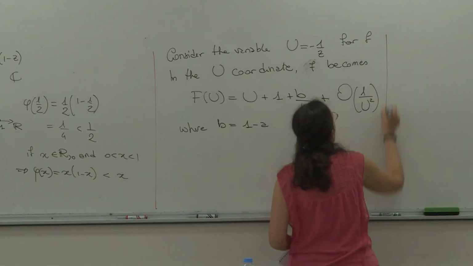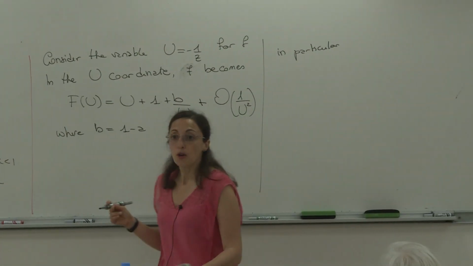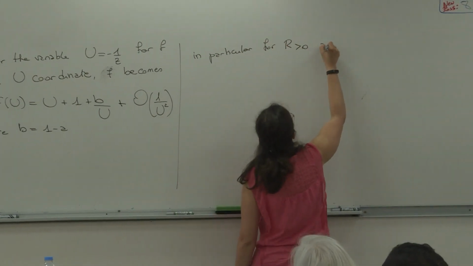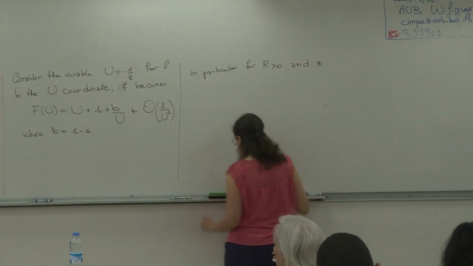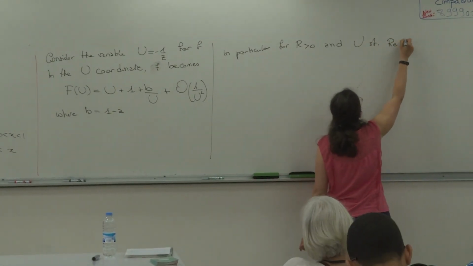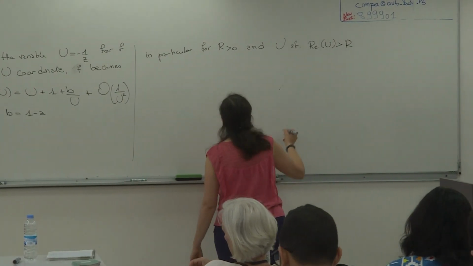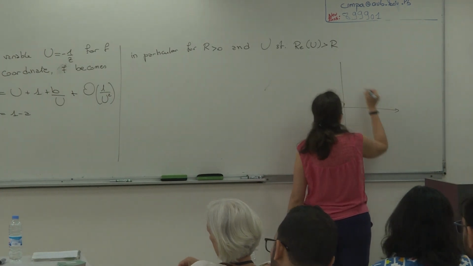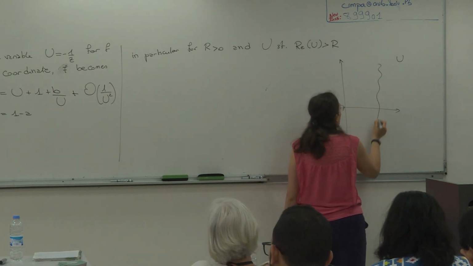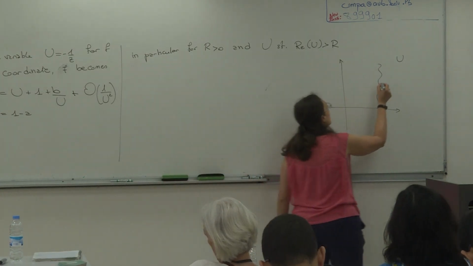In particular, what happens when R is big enough, R real and big enough, and u in C such that the real part of u is bigger than R? So what happens when I put myself in the u plane.